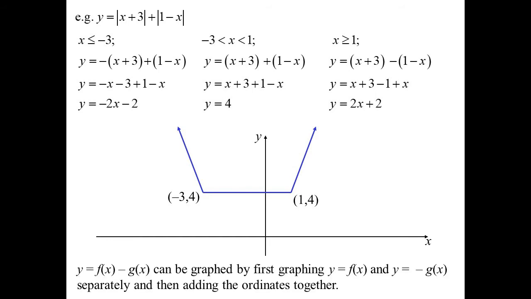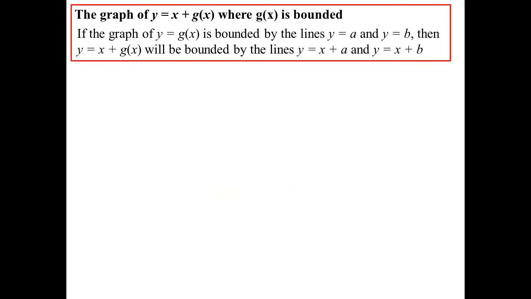Now, if you had to draw function x minus g of x instead, personally what I'd do is I'd draw function x, but then I'd draw negative g of x. So flip it, and then I'm still just adding the two graphs together. Still the same idea. So here we go. Let's have a look at this one.